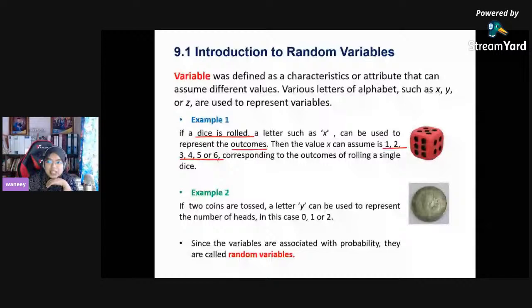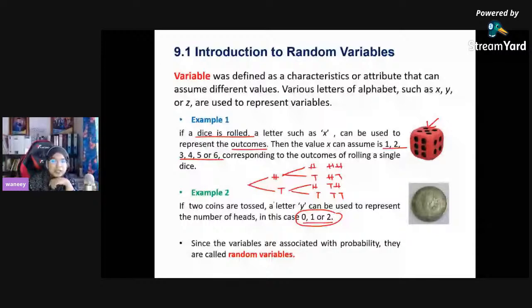So yang atas ni lah. So this is the outcome. So X can be 1, 2, 3, 4, 5, 6. Okay, so the second example, if coins are tossed, a letter Y can be used to represent the number of heads, in this case 0, 1, 2. Okay, so why do we have 0, 1, 2? Basically, you toss your coin twice. The first one, you might get a head or a tail. The second one, also a head or a tail. So basically, this is head head, head tail, tail head, tail tail. Okay, the letter Y is the number of heads.